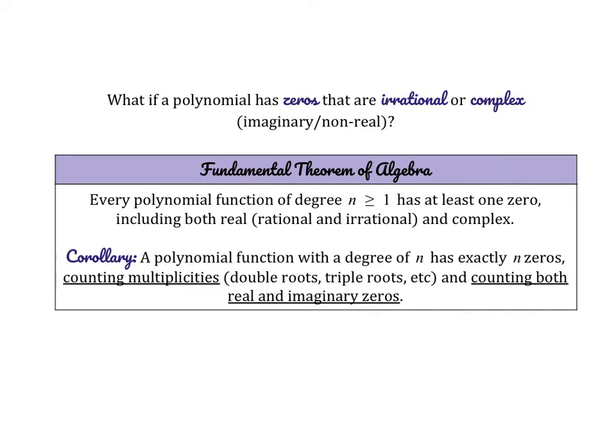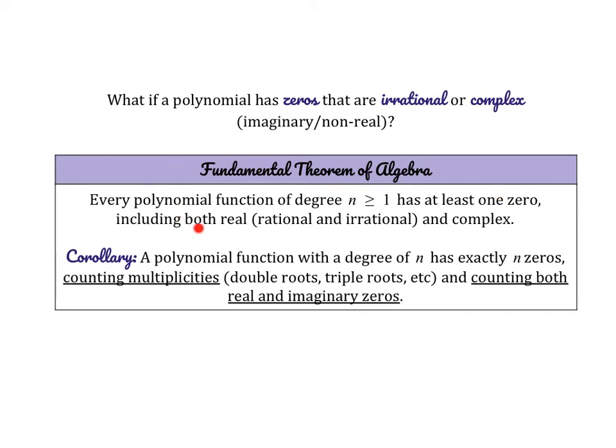To help us when we're solving, we're going to be using what's called the fundamental theorem of algebra. It has a really fancy sounding name, but the basis of it is pretty straightforward. It says that every polynomial function of degree n greater than or equal to 1 has at least one zero. So it's pretty much saying any polynomial equation has at least one solution.